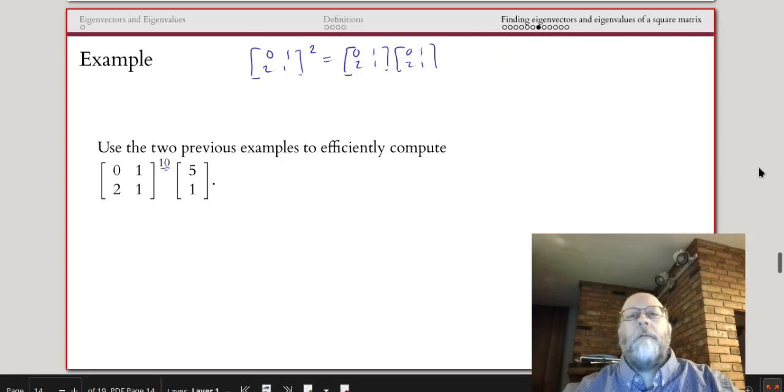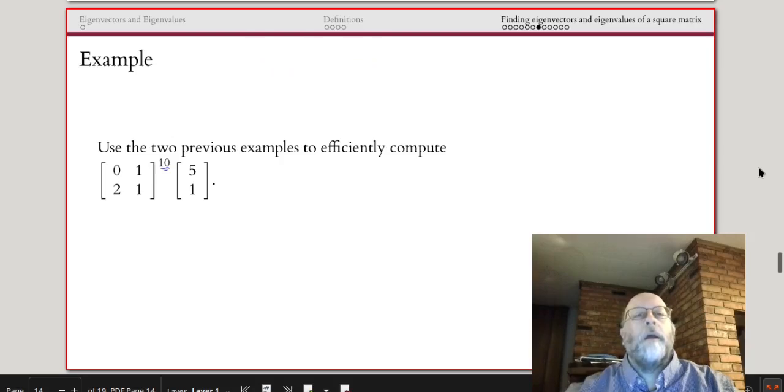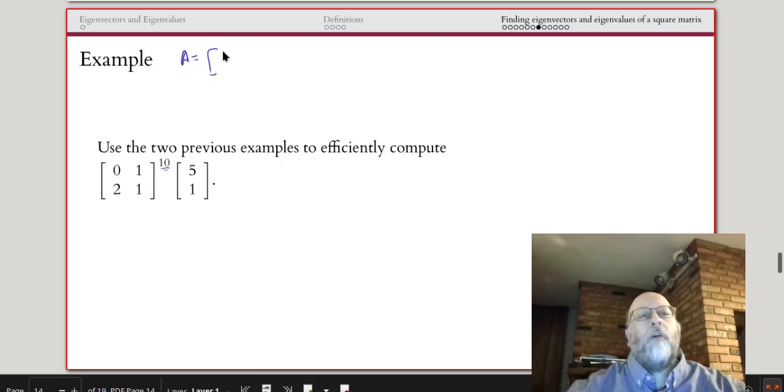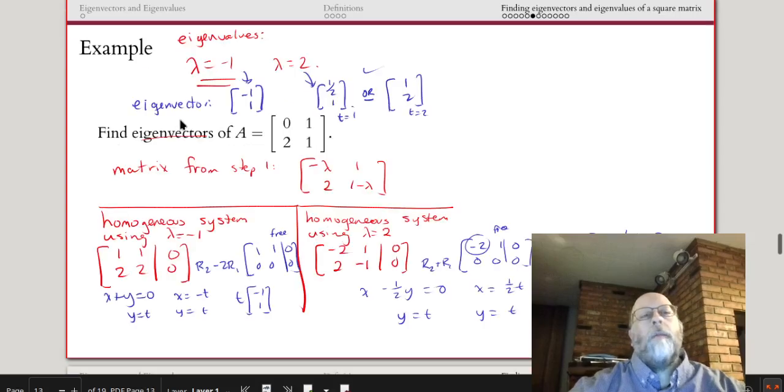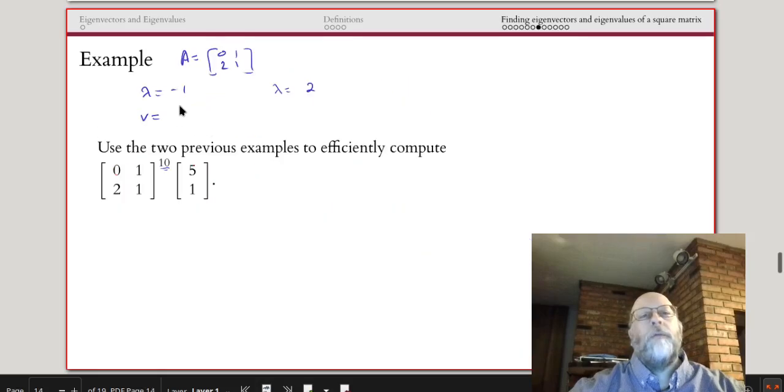I'm going to erase all of that. We know that if A is 0, 1, 2, 1, the eigenvalues are -1 and +2, and the eigenvectors are, let me just double check these, -1, 1, and 1, 2.